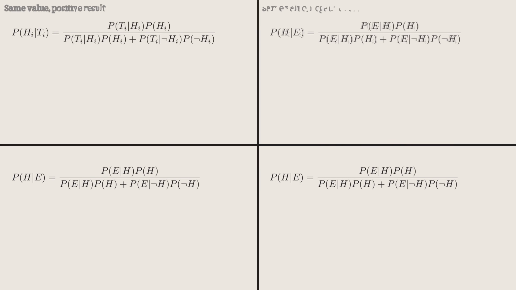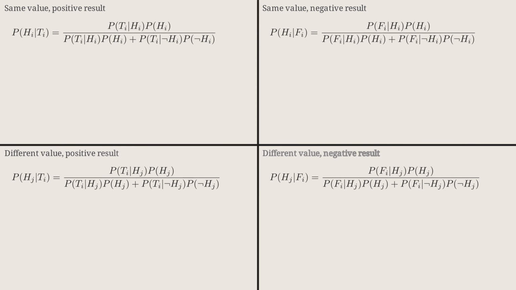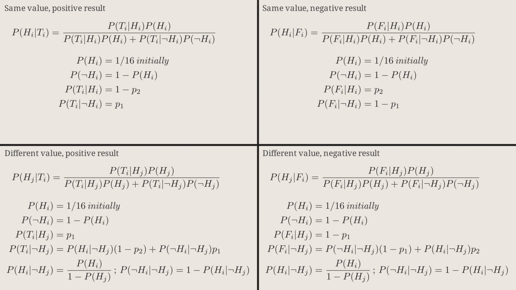The evidence can be for either the same value or a different value as the hypothesis, and it can be either a positive or a negative result. We'll indicate positive or negative results with T and F respectively. We will also assume that we know the false positive and false negative rates, which we'll call P1 and P2 respectively. For each of these cases, we need to evaluate each of the individual probabilities in Bayes' theorem.